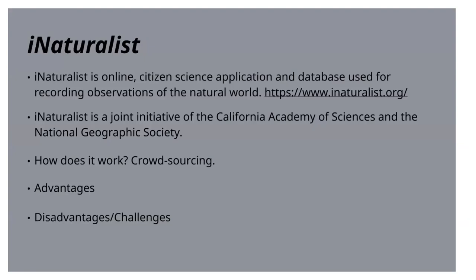Well, it's when the general public works with scientists to collect data to answer scientific questions. And iNaturalist is one platform online that people use to record observations for citizen science. And you can go to the website there. It's a joint initiative with the California Academy of Sciences and the National Geographic Society. And it works by crowdsourcing, getting people involved, recording observations, taking photos, and uploading those photos to projects like the one we're talking about tonight. There are some advantages to citizen science, and there are also some disadvantages and challenges. So I'm going to first talk about advantages on the next slide.